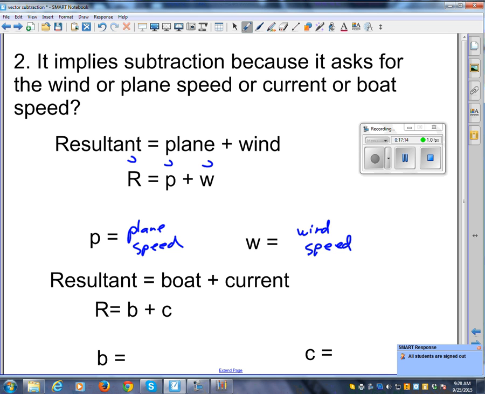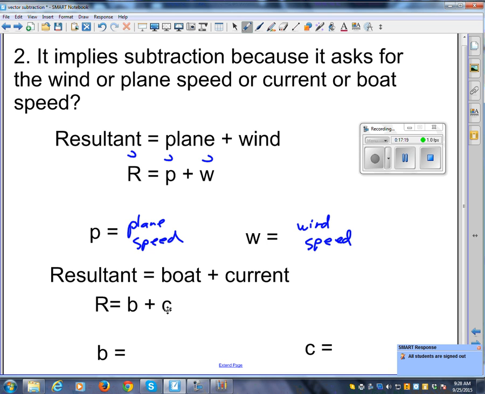And the other one that's quite common is boats in currents, right? So if I'm driving my boat across the river, but the river pushes me that way, I end up over here, right? The resultant is the boat speed plus the current speed. Hopefully you left a little bit of room in there because I just remembered what's supposed to go in there.